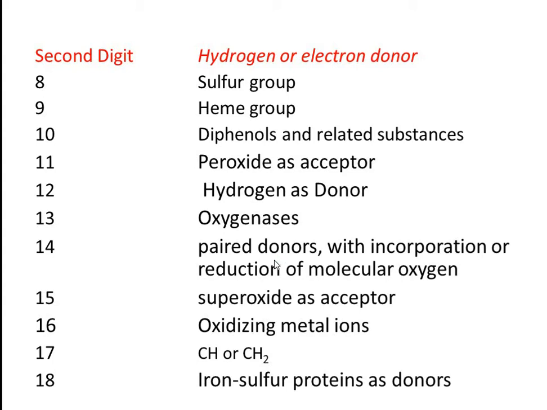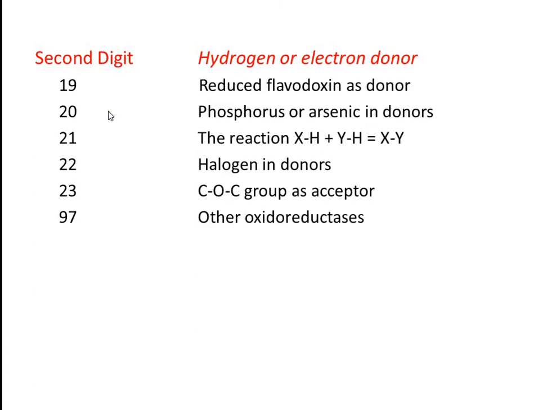The numbers 13 and 14 particularly indicate the oxygenases. Particularly, 14 indicates paired donors with the incorporation or reduction of molecular oxygen. If the second digit is 15, it indicates superoxide as an acceptor. If it is 16, it indicates the donor is oxidizing metal ions. If it is 17, then it indicates the donor is CH or CH2. If it is 18, it means that the donor is iron sulfur proteins. If it is 19, it indicates that the donor is reduced flavodoxin.